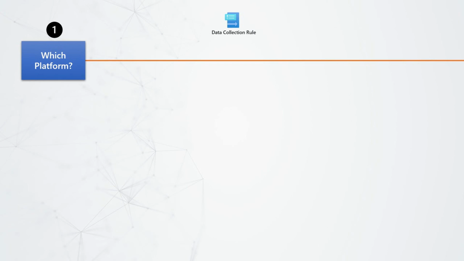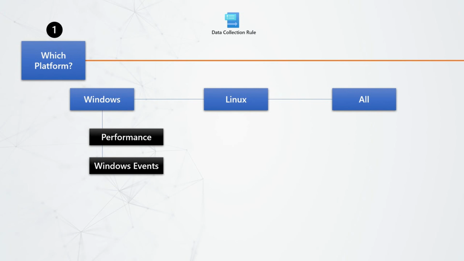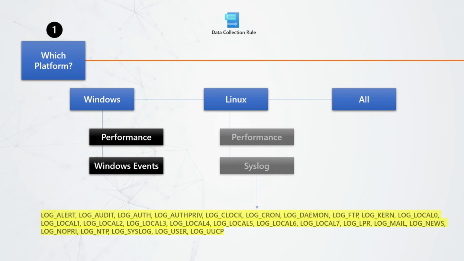So the platform has three different options: Windows, Linux, and all. For Windows, you can capture performance and Windows events, which basically means any event which Windows is generating as an operating system. For Linux, you can capture performance logs and all the different facilities which exist in syslog. Okay, I've just shown you the list. In fact, the exact naming convention that will come in DCR.